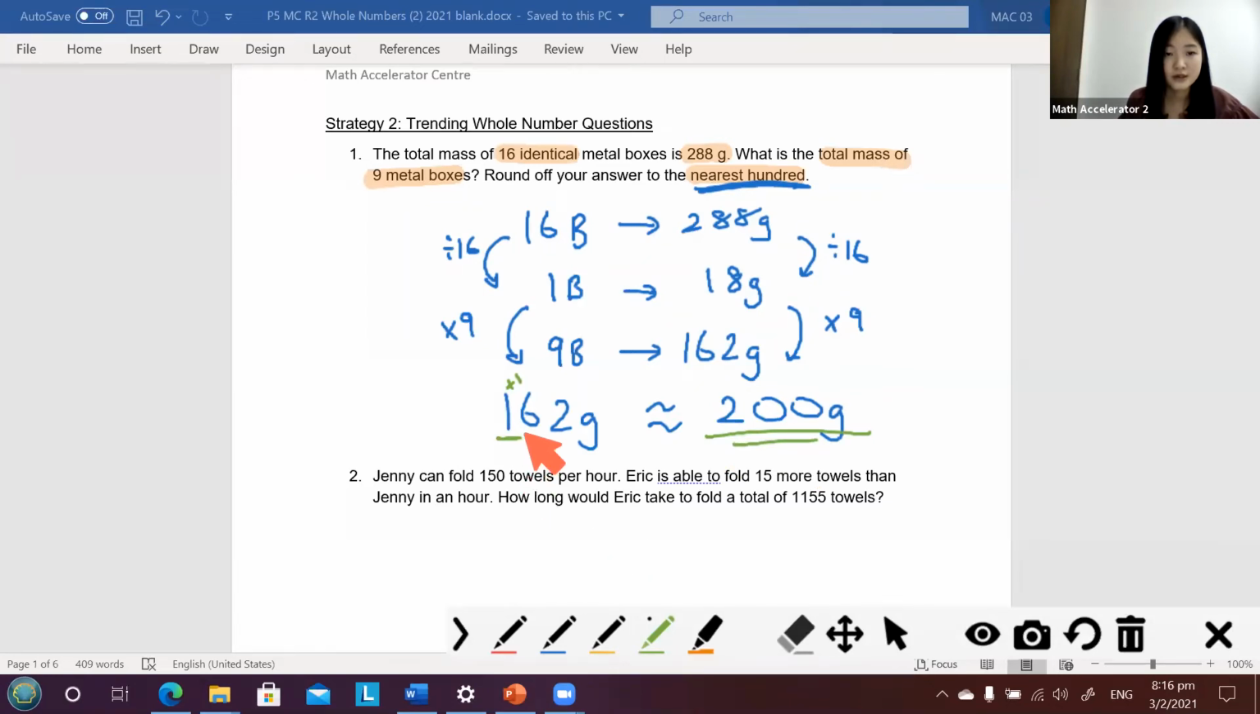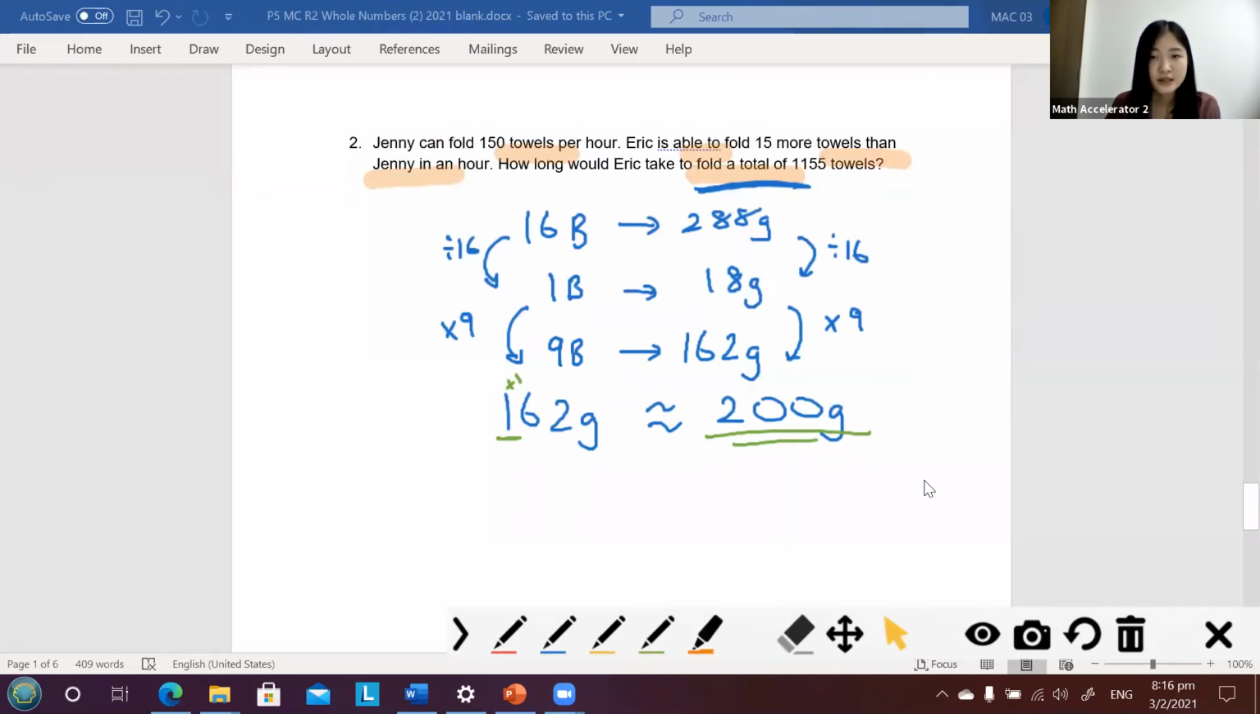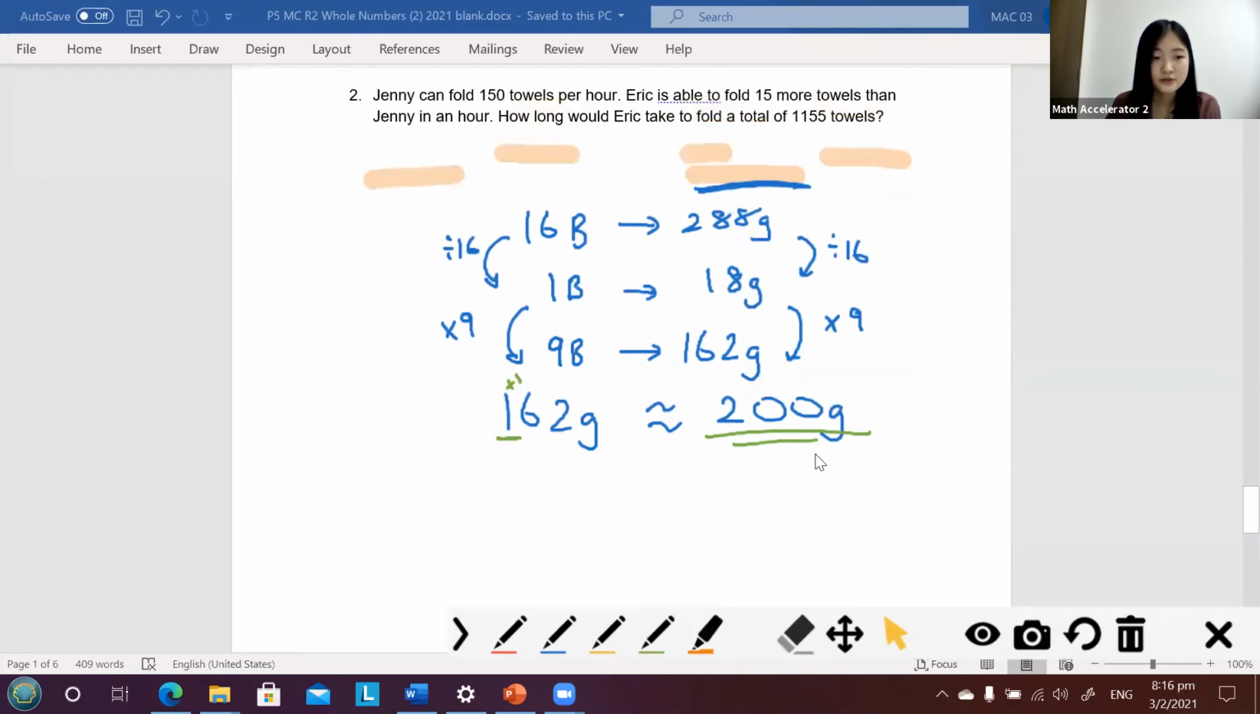Okay, because it's more than 5. Okay, not 160. 160 we're rounding off to nearest tens. Okay, 200 is nearest hundreds. Okay, let's go on to question 2. Yes, okay, good. You're correcting yourself. 200. Okay, let's go on question 2.